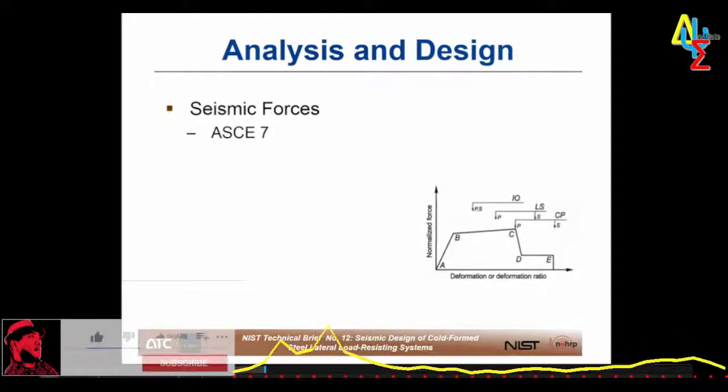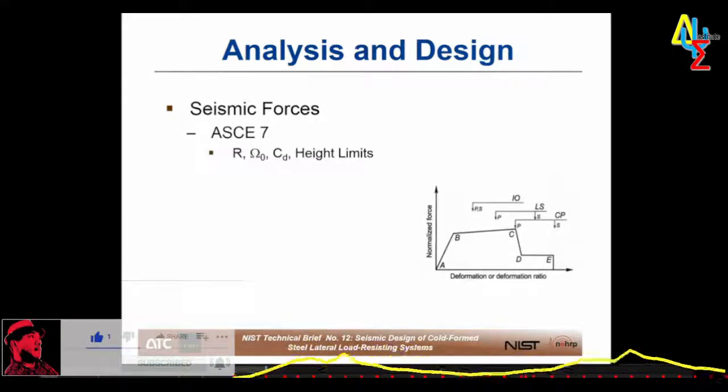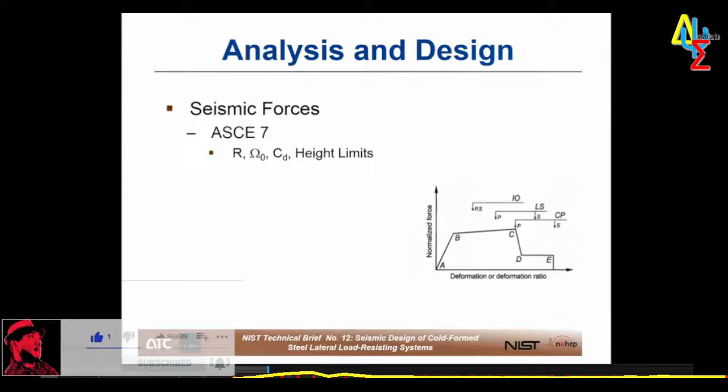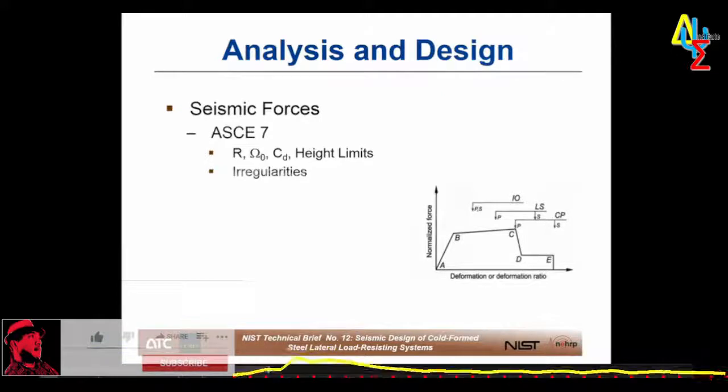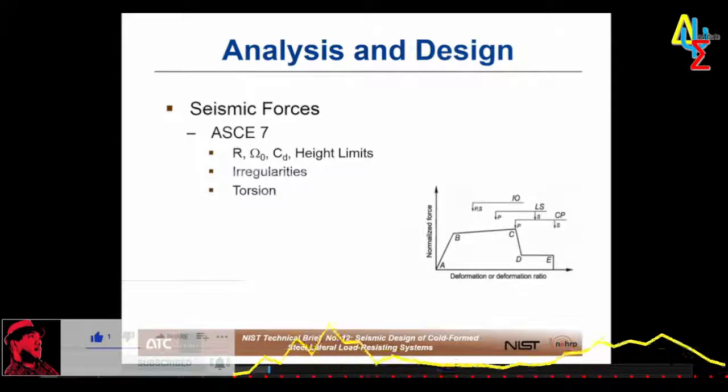Seismic forces are usually determined in accordance with ASCE 7, which provides a number of factors such as the response modification factor R, the overstrength factor omega naught, and the deflection amplification factor Cd for a variety of systems, including a variety of cold-formed steel lateral systems. ASCE 7 also specifies height limitations for a variety of structural systems. There are also special requirements with regard to vertical and horizontal irregularities, and provisions for addressing inherent and accidental torsion in your system, particularly with rigid and semi-rigid diaphragms.